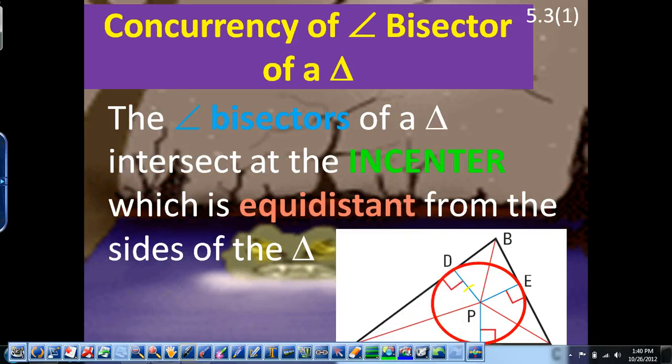Okay? And all those blue segments that Mr. Bedell is marking right now are perpendicular to show the distance again, shortest distance, and they're all congruent to each other. So that point, that concurrent point of all the angle bisectors is the same distance to all three sides.